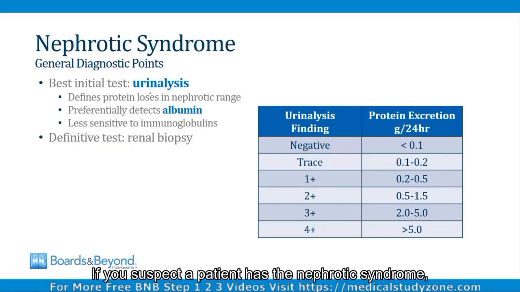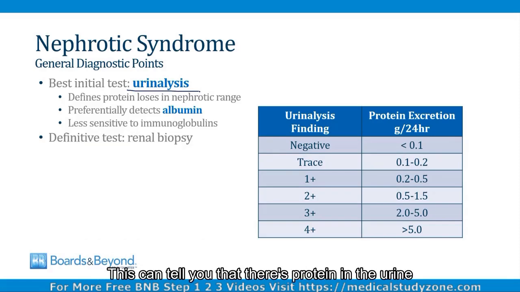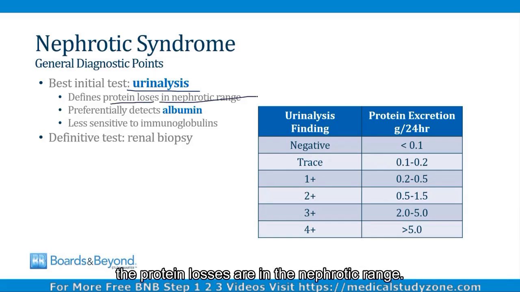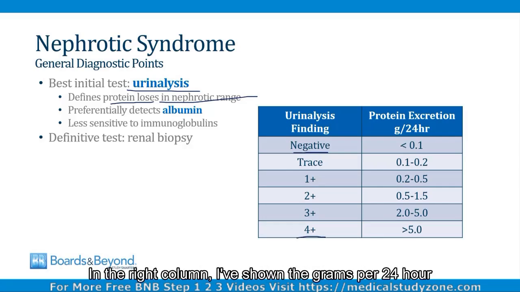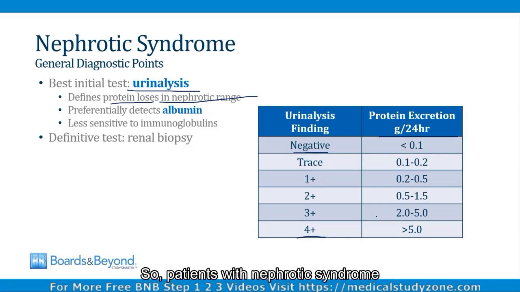If you suspect a patient has the nephrotic syndrome, the best initial test is a urinalysis. This can tell you that there's protein in the urine and also help to define whether or not the protein losses are in the nephrotic range. If you look at this table on the screen here, the left column shows urinalysis findings in terms of protein. They range from negative to 4+. In the right column, I've shown the grams per 24 hour of protein excretion that goes with the urinalysis findings. So patients with nephrotic syndrome are losing more than 3.5 grams per 24 hours, so they're going to be in this range here, and their urinalysis should show either 3+ or 4+ protein.